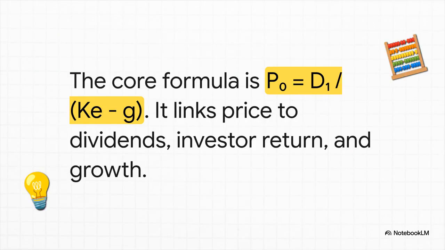And this is the engine right here. Don't let the letters scare you. It's pretty straightforward. P0 is the price we're trying to find today. To get it, you take D1, and this is crucial. It's next year's expected dividend, and you divide it by the difference between K and G. K is just the cost of equity, basically the minimum return investors demand. And G is that constant growth rate we just talked about.